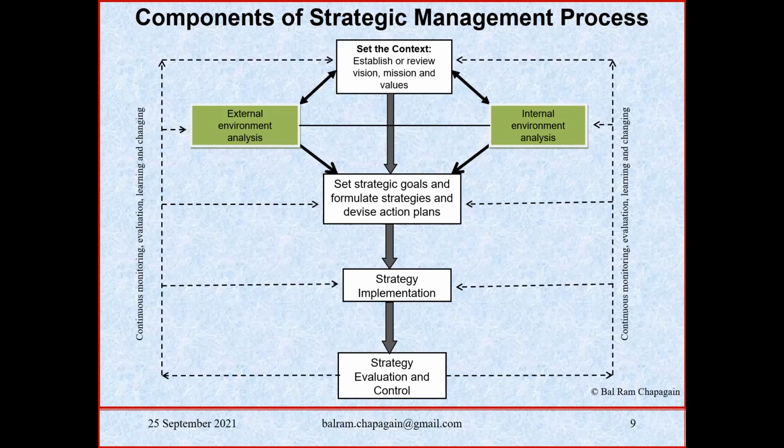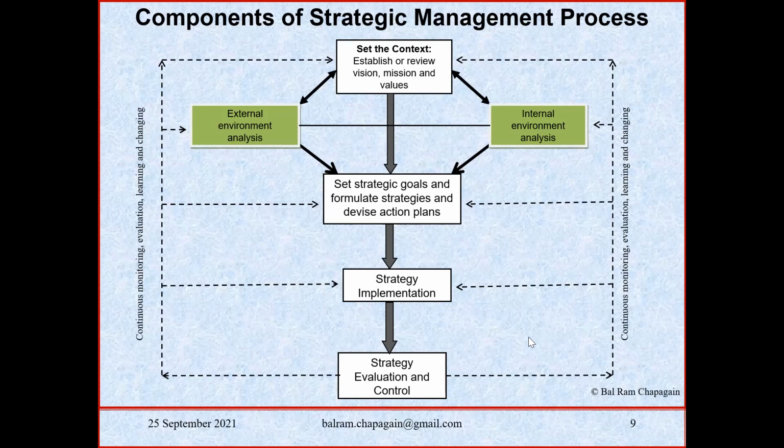Moving on, another component of the strategic management process is strategy implementation. After setting the strategic goal, formulating the strategies, and devising such action plans, it is time for those actions to be implemented and kicked off. That is the reason the third component is strategy implementation. In this stage, strategies are implemented.